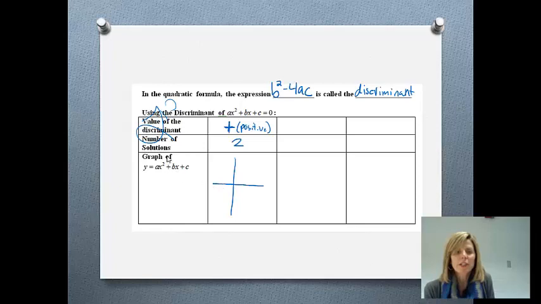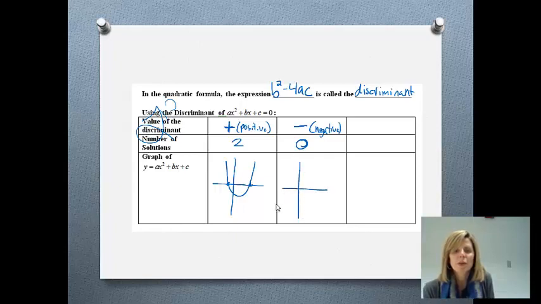If we were to graph the parabola that we would get, it would end up crossing through the x-axis 2 times. So there are 2 solutions when we do that. If the b squared minus 4ac is negative, we will get 0 solutions.